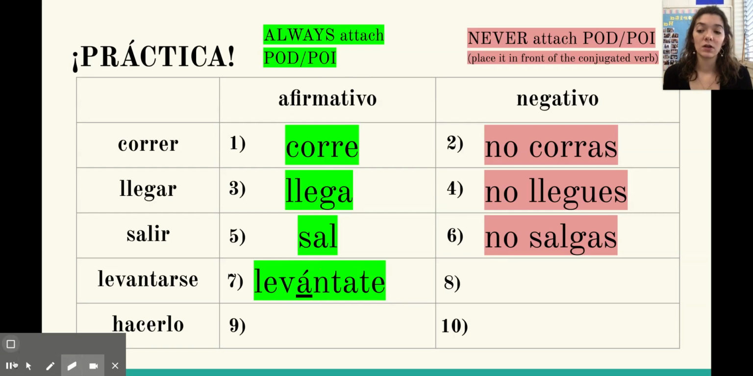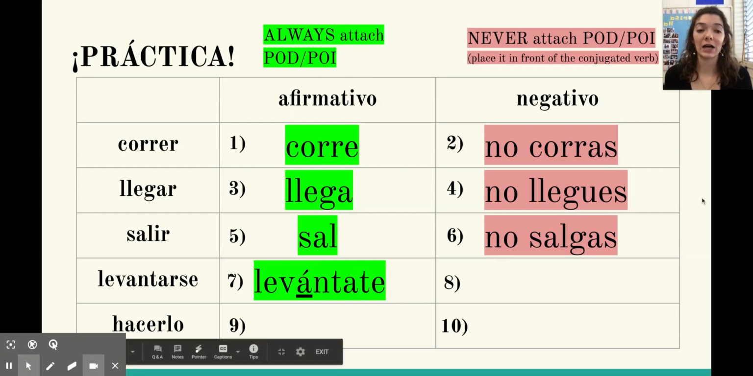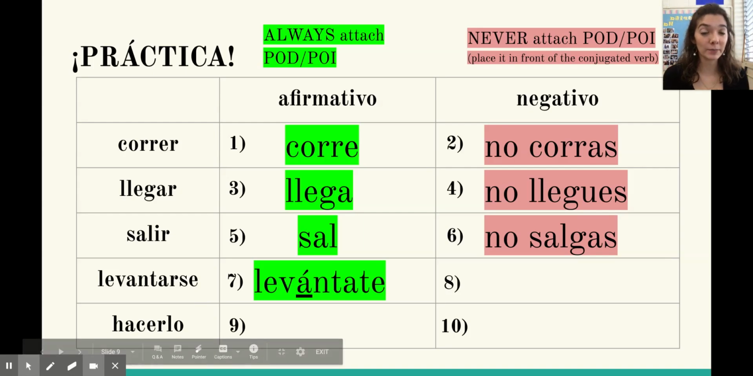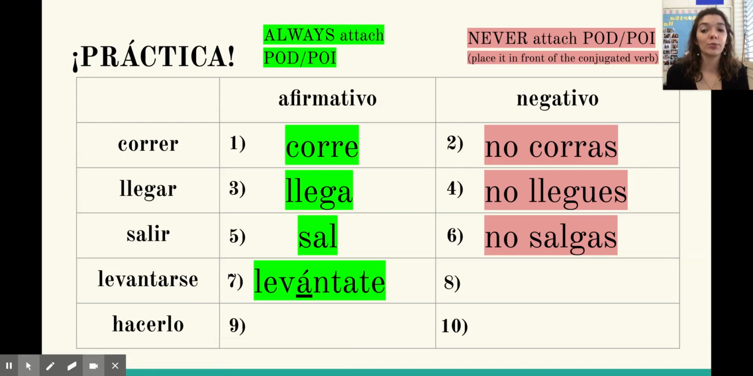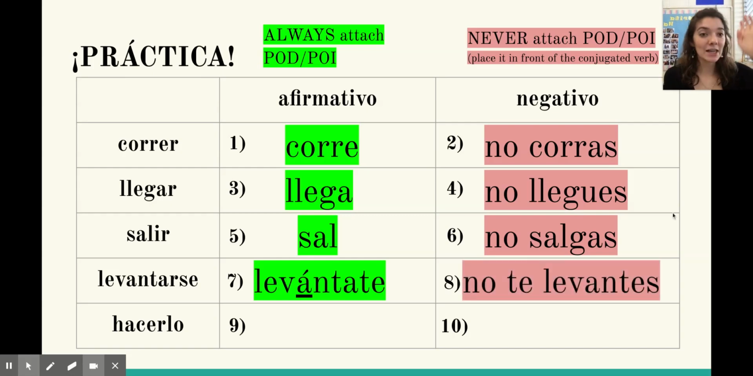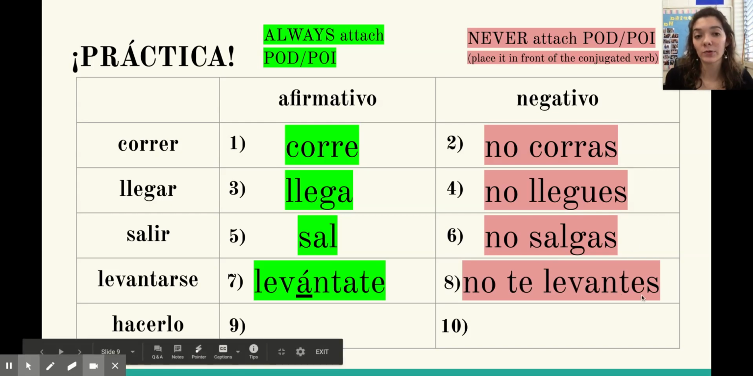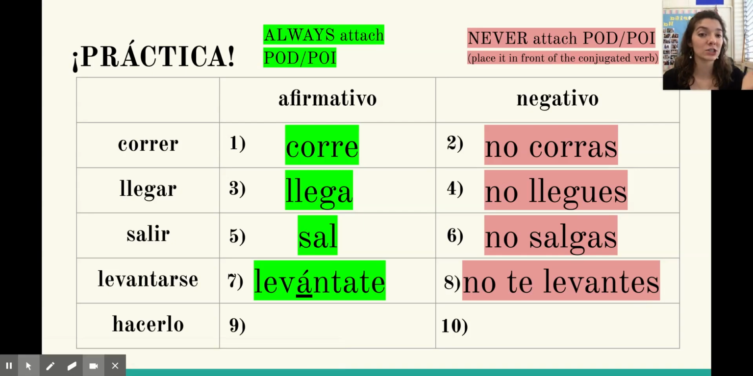So, think about that. If we are not attaching, and we're talking to you informal, we're going to take the O, drop the O, opposite vowel, add an S. Put that pronoun in the front. No te levantes. No te levantes. Take the O, drop the O, opposite vowel, add an S, levantes, right? Putting the te in front now because we do not attach for negatives. We just put it in front of the conjugated verb.